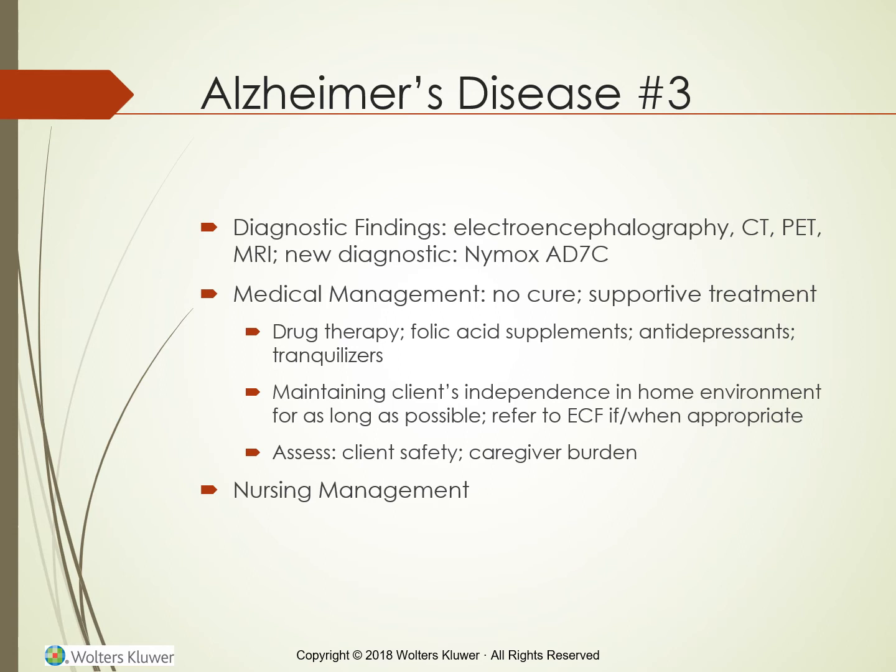We can use other categories of drugs as well. We can use antidepressants or tranquilizers whenever we need to deal with agitated or depressed patients. We can use valproic acid, Depakote or Valproate, that we usually use for seizure disorders. However, it's been shown that valproic acid is very efficient in agitated patients with Alzheimer's disease.